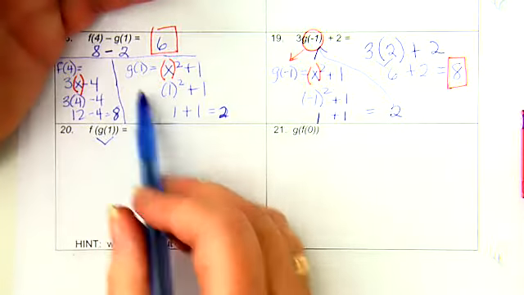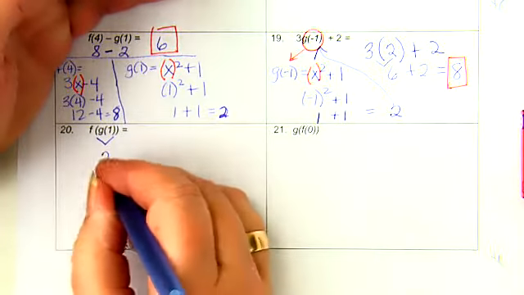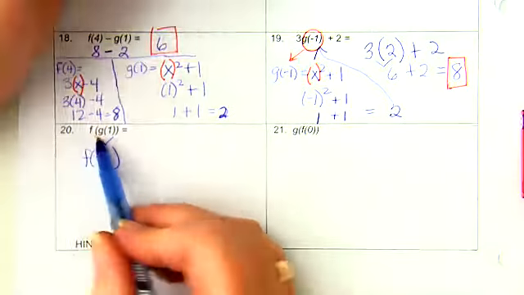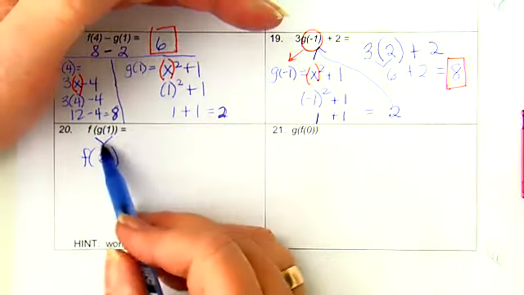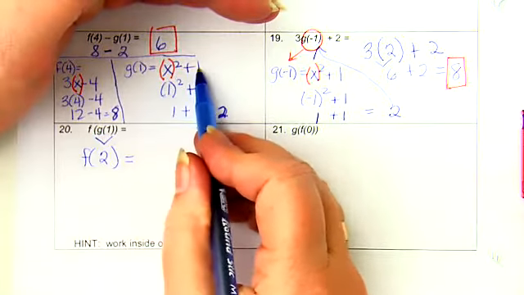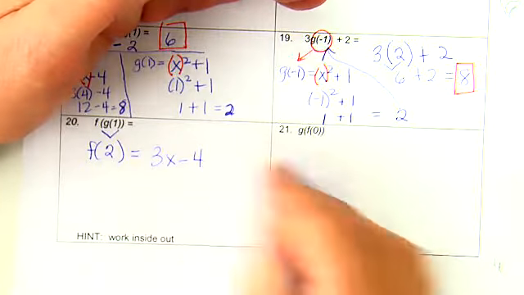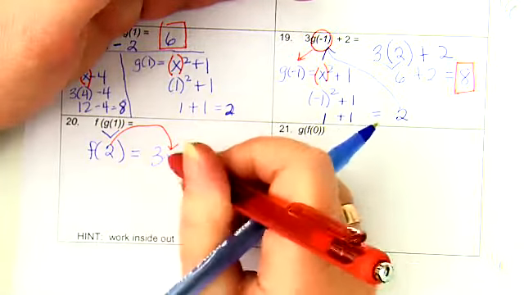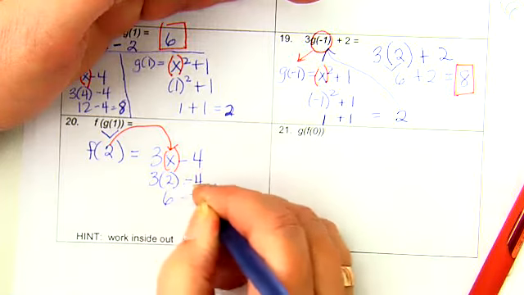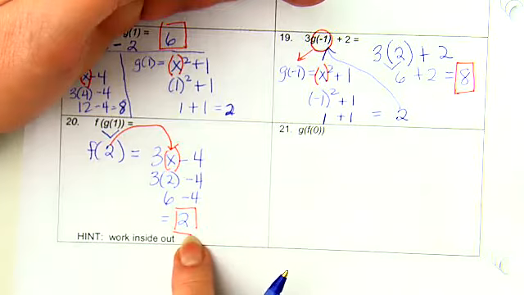So G of 1, I already figured that out. So this part, the inside part, I'm just going to use this answer because I did it already. If this inside part, which is the same thing I have here, is 2, then I need to find f of 2. Now for G, I use the G rule. For f, I'm going to go back to the f rule, which is 3x minus 4. Three times 2 minus 4, 6 minus 4. Final answer.